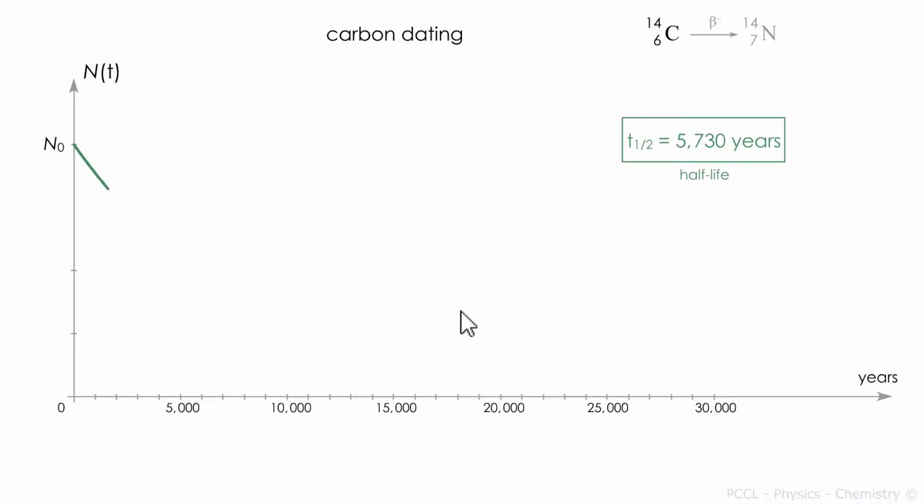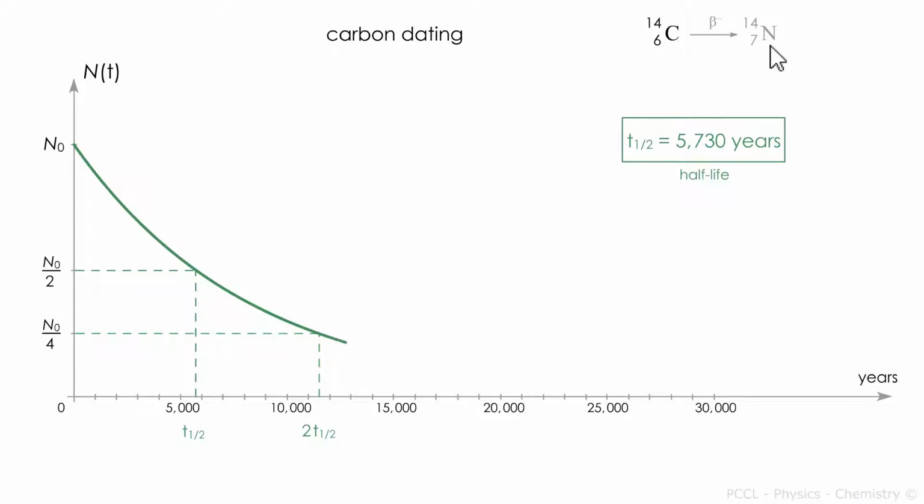I'm going to take another, very famous, example: carbon-14. Here is carbon-14. It disappears to make way for nitrogen-14. Its half-life is much, much longer than that of iodine-131. It is 5,730 years. This is its half-life. It takes 5,730 years, as written here, for a population to be halved.